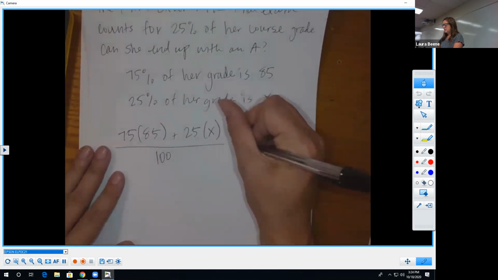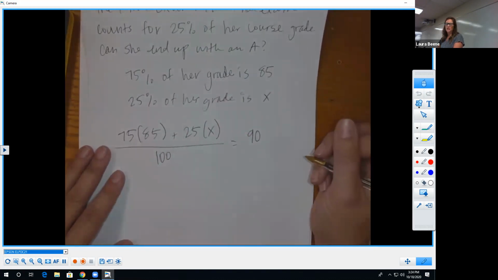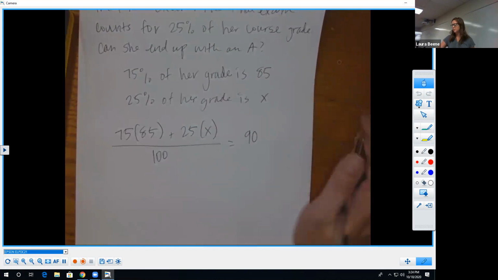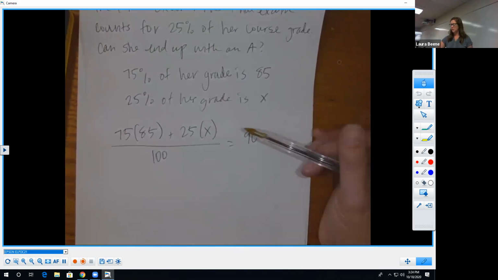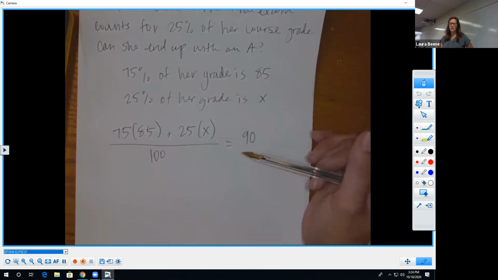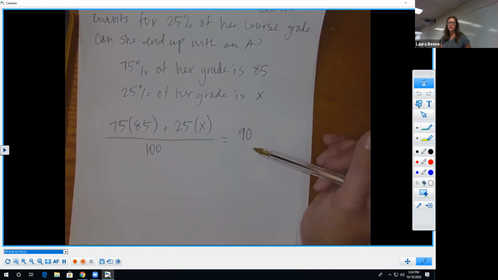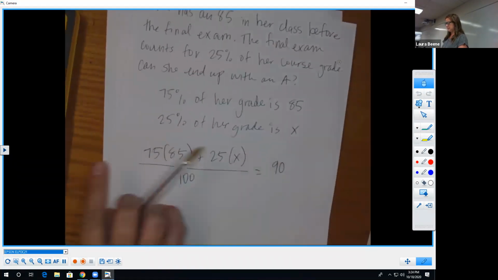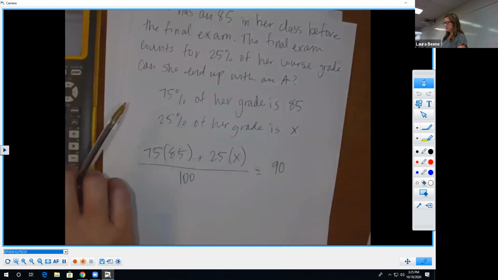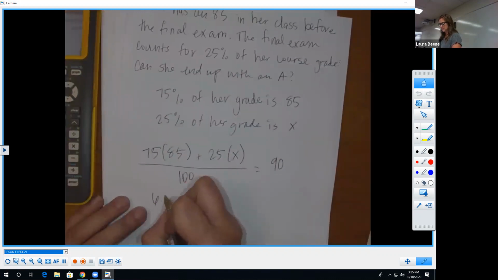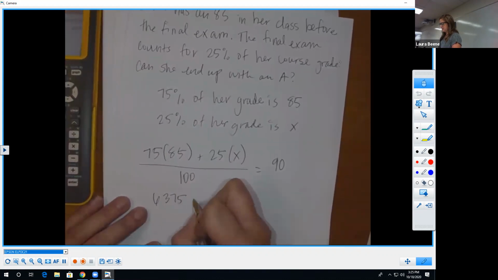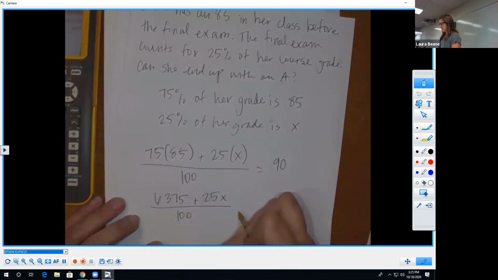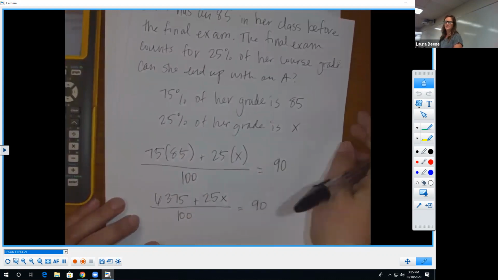And our question is, can she get an A out of that? Can she get a 90 or higher? Obviously she could probably get higher than a 90, but the lowest she can make would be a 90 to get an A. So to do this math, we can simplify the top a little bit. 75 times 85 is 6,375 plus 25 times X is 25X, divided by 100 equals 90.